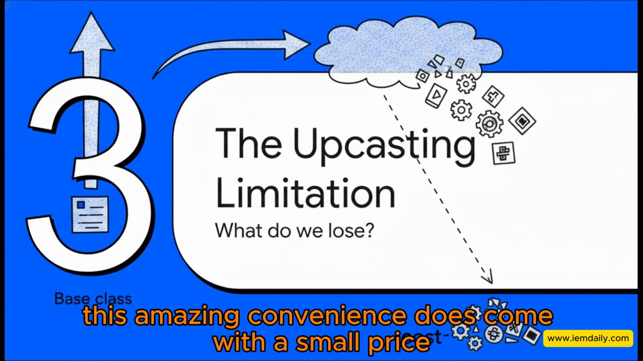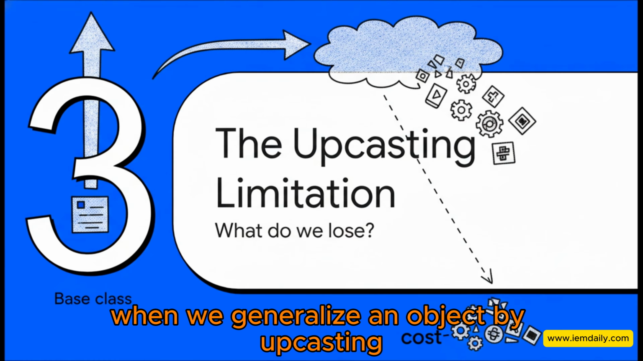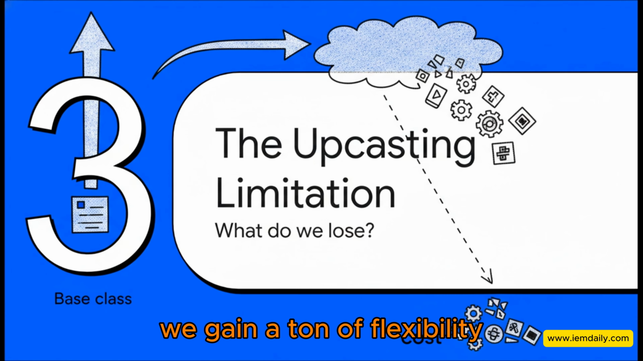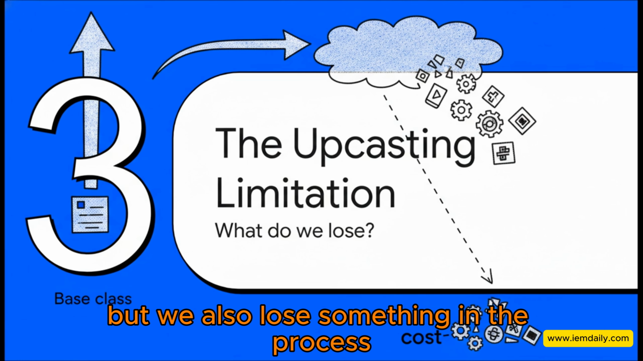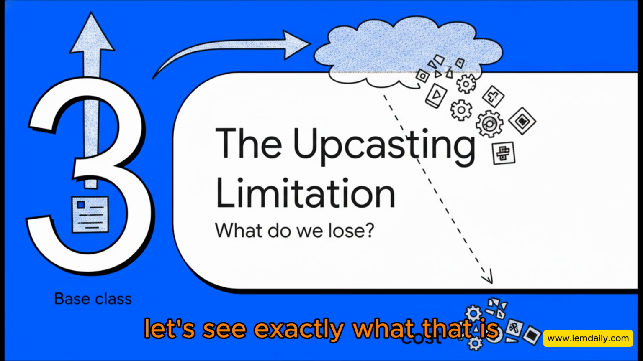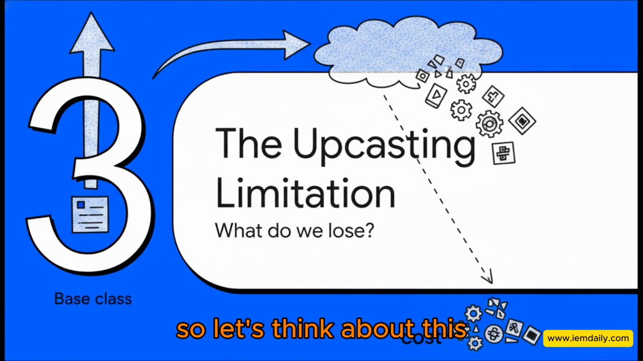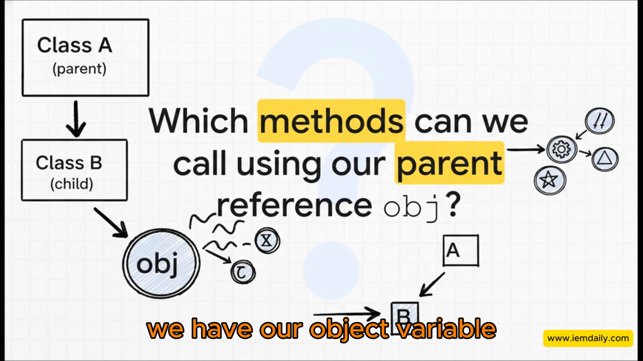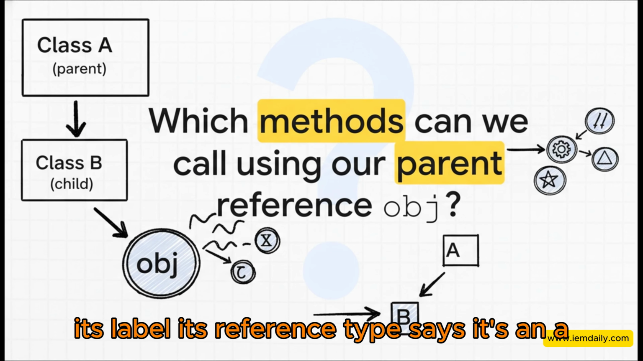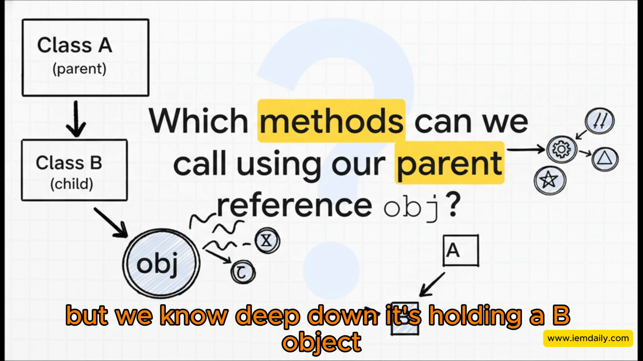But of course, this amazing convenience does come with a small price. When we generalize an object by upcasting, we gain a ton of flexibility, but we also lose something in the process. Let's see exactly what that is. So let's think about this. We have our object variable. Its label, its reference type, says it's an A, but we know, deep down, it's holding a B object.